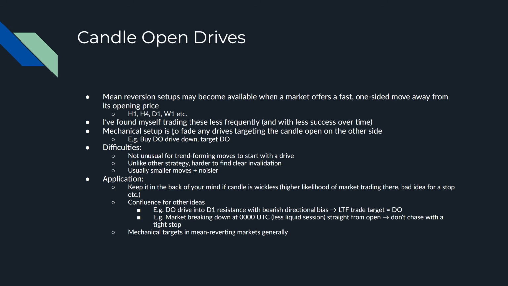And yes, as I've said here, the mechanical setup is to fade any drives targeting the candle open on the other side. So if you have a daily open drive down, you buy that targeting the daily open higher, right? As in the latter example, and the other way around. If you have a daily open drive up, you sell it down targeting the daily open.